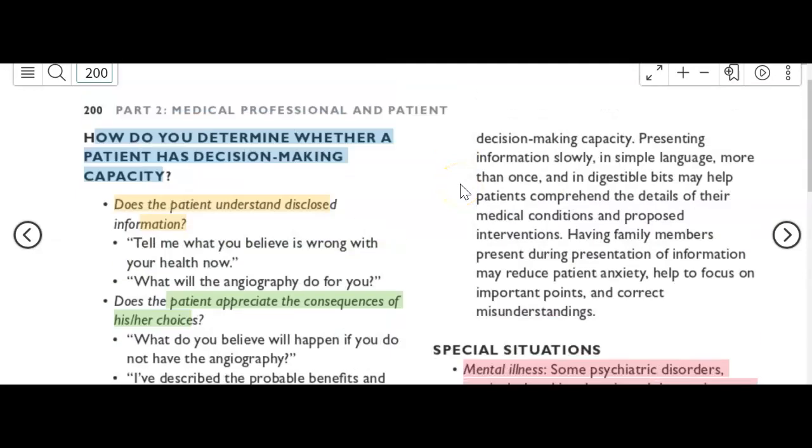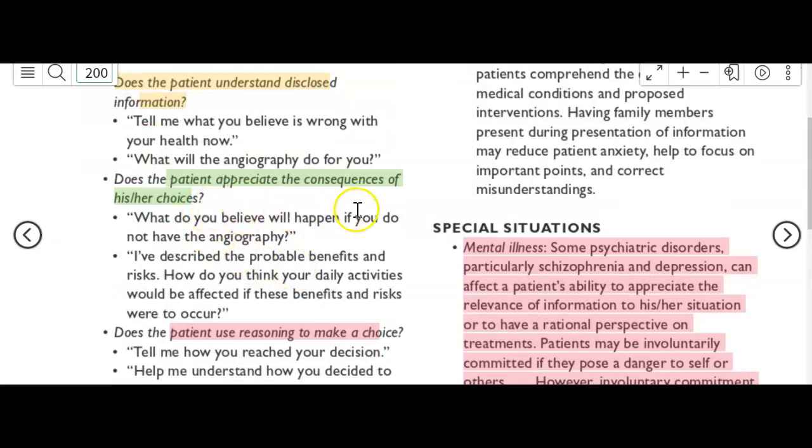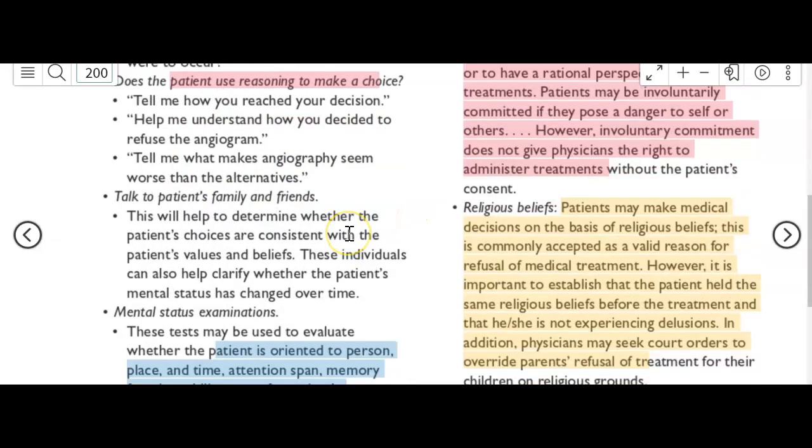And this page we went over in class. These are questions you might ask to try to figure out if the patient has decision-making capacity. For example, you want to make sure they understood the information. So, tell me what you believe is wrong with your health right now. Then make sure they understand the consequences. All right, I've described the probable benefits and risks. How do you think your daily activities would be affected if these benefits and risks were to occur? Then you want to make sure they're using reasoning and logic to make a choice. Tell me how you reached your decision.